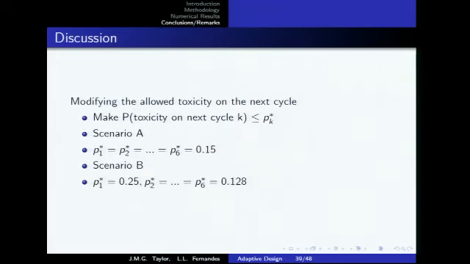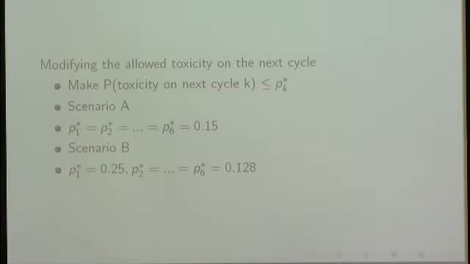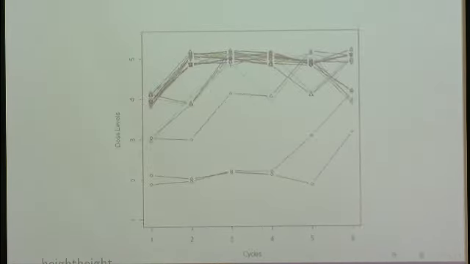So I'm going to actually just show you a little case study of a scenario. The thing I showed before, the A criteria was set so that it has to be less than 15% for the next cycle. So that's, for the P stars, they have to be 15%. I'm going to show you a scenario B where you allow 25% at the first cycle, but you allow lower percent at the next cycles. So that gives you the same overall percent toxicity rate if you were to hit these P stars. And you get pictures which look colorful somewhat, probably not to you.